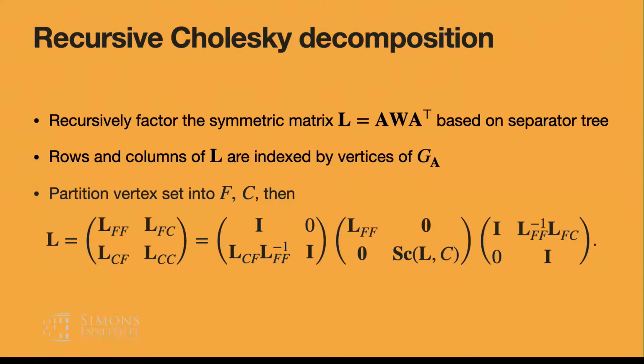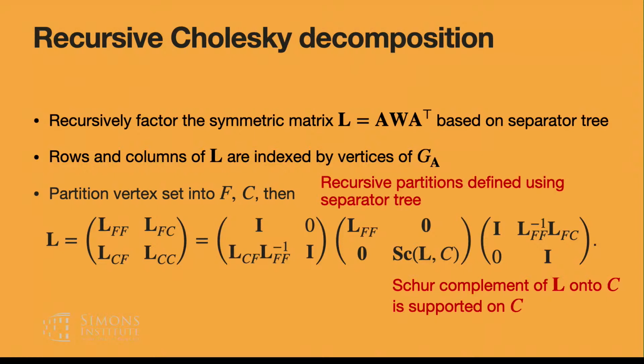In the middle is a block triangular matrix. And this one here is the Schur complement, which has lots of interesting properties on its own. We call it the Schur complement of L onto C. Again, this is a symmetric matrix and is supported on the vertex set C. So we can recursively apply the Cholesky decomposition to this Schur complement.